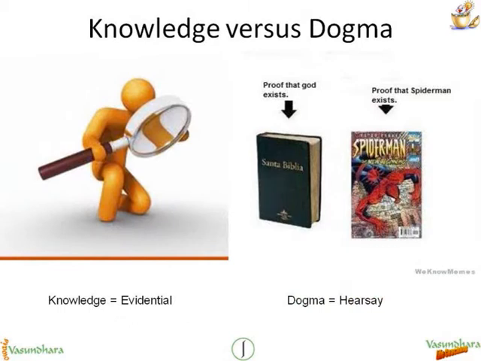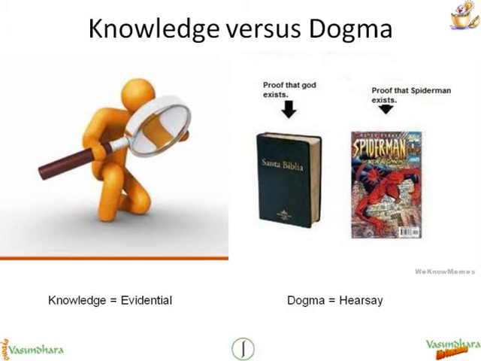Knowledge is evidential. Give evidence, accept something is true. Dogma, on the other hand, is hearsay. Somebody tells you something, you believe it. Not as easily as that, but typically some elder told you something while you were young. So and so is the God, such and such is the right way, and so forth. You started believing that. That's it. No questions beyond that.